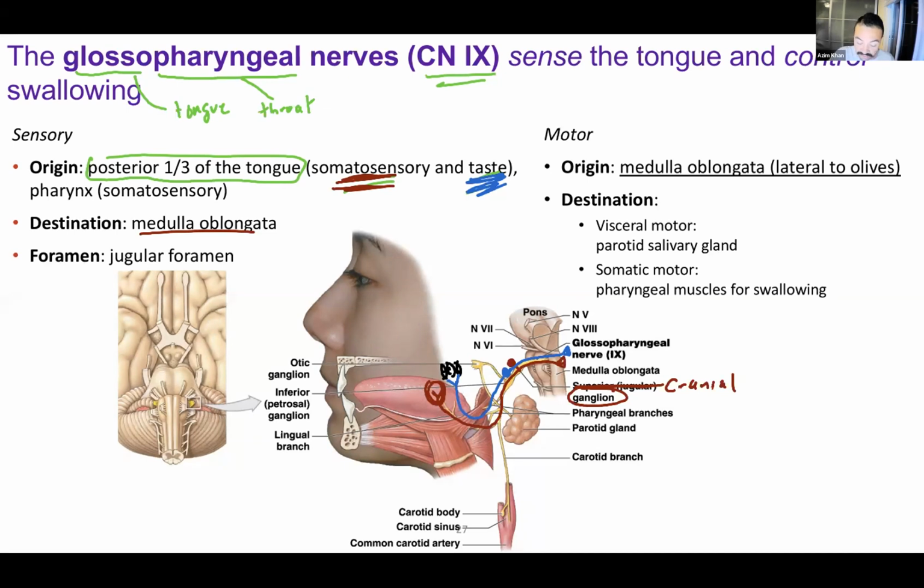Glossopharyngeal is sensory, but it is also, guess what? It's also motor. So this is a mixed nerve. We start in the medulla, just lateral to the olives. If you take a look at this picture over here, far left, what I'm circling right now are the olives of the medulla, those 2 round bulges. Just lateral of the olives, that's where you can find the glossopharyngeal nerves.